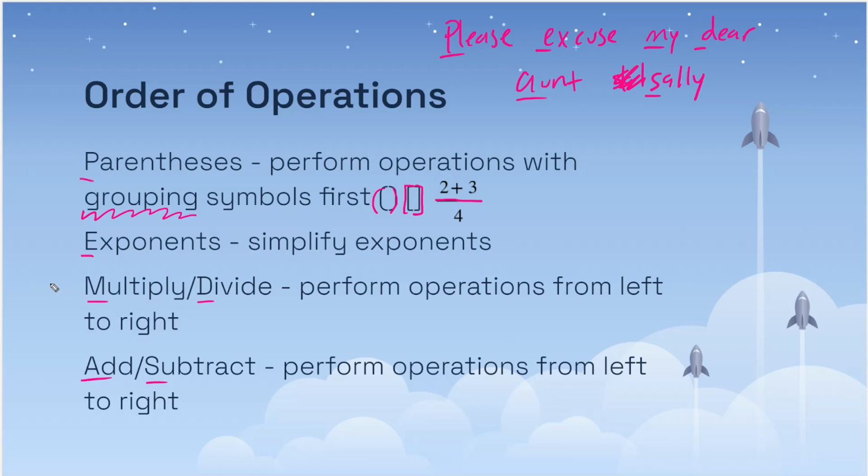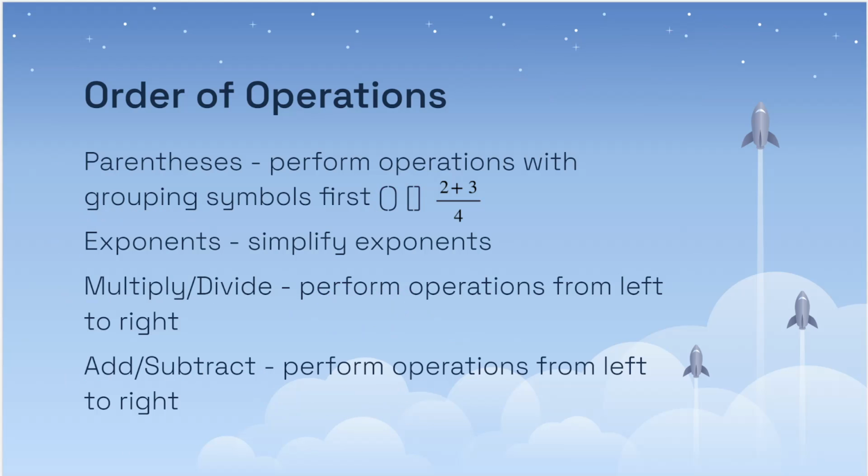When you have a step like multiply and divide, you perform the operations from left to right. So if you have 2 times, I just told you not to use the x. 2 times 3 divided by 4 times 5. Well, you're going to do this from left to right. Same with addition and subtraction, left to right.